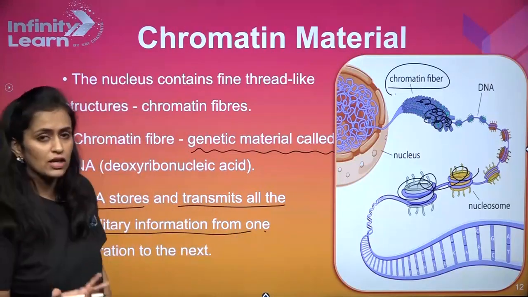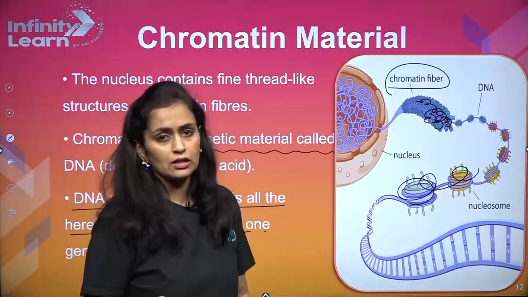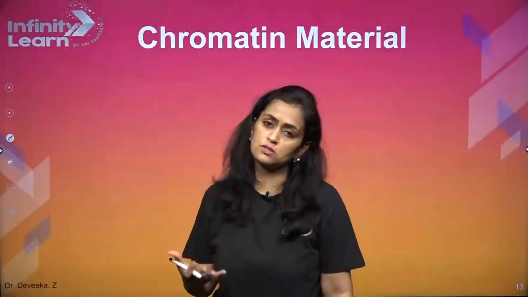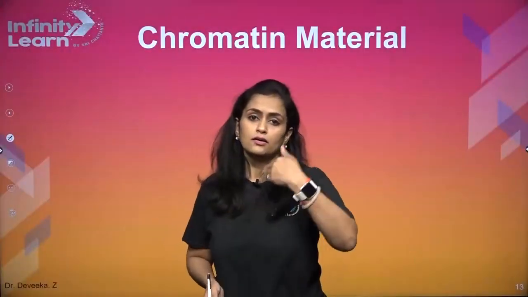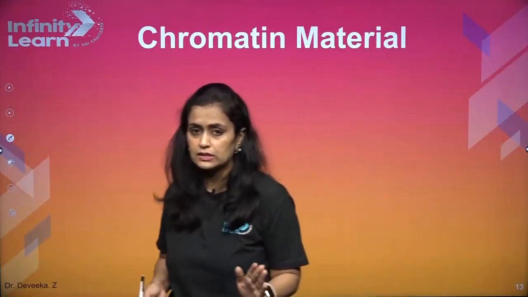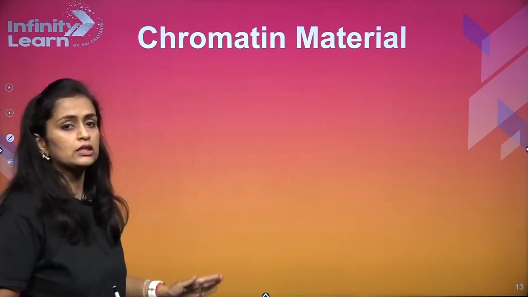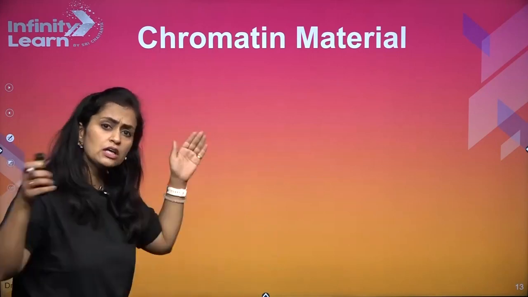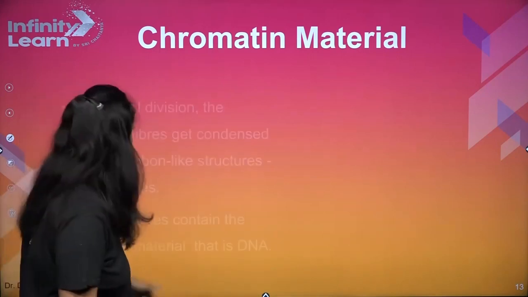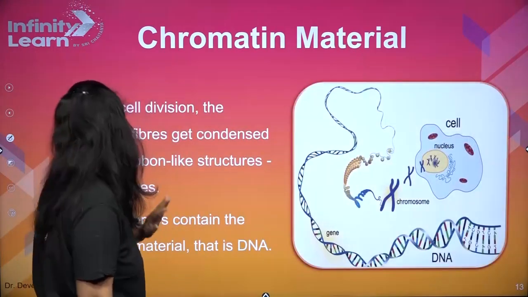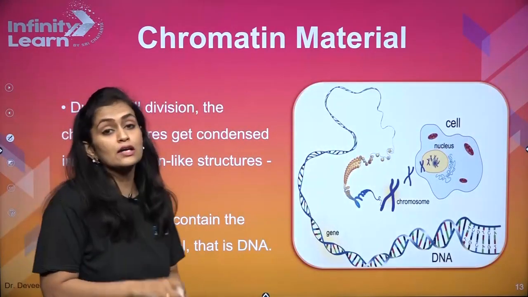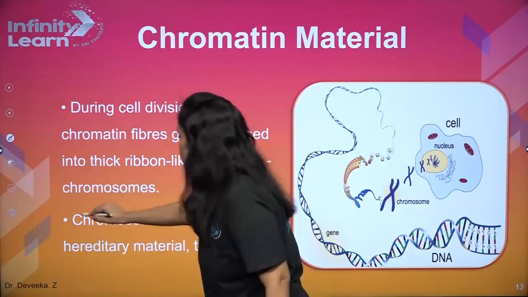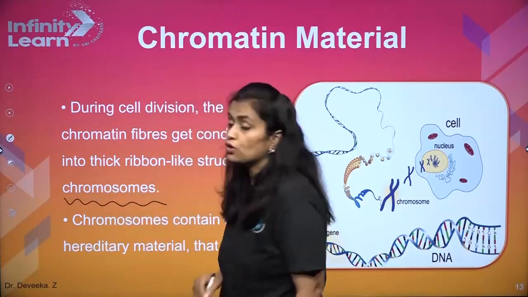Right, so DNA is stored and transformed to all the hereditary information. What is the job of DNA? You know, genetic material. Genetic material is responsible for passing on the hereditary information, isn't it? Now, further, these chromatin fibers are even more condensed to form a ribbon-like structure, and that is called a chromosome. What do we call it? We call it a chromosome.